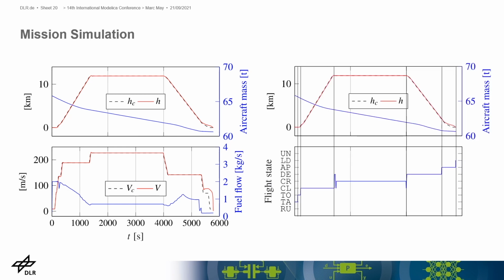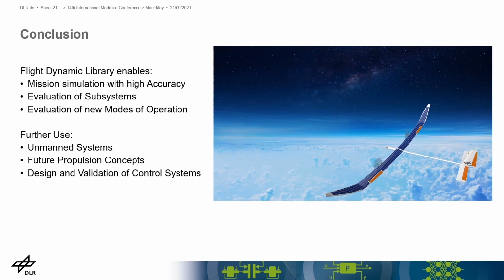We can see that the state machine correctly identifies the different flight phases, except both transitions before and after the cruise flight. This is acceptable because the controller structure is similar. Let's conclude. The extension of our FlightDynamics library allows to simulate complete missions with higher accuracy than conventional approaches, with a good balance between computational time and fidelity.